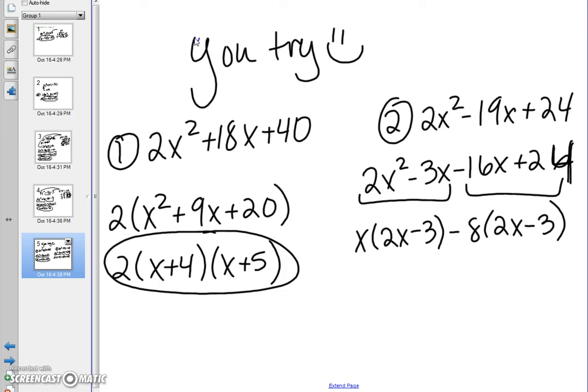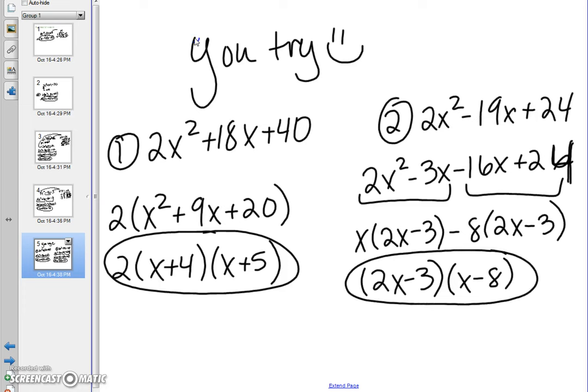$24, not 26. And there we have it. Now we should know how to factor a trinomial given that A is not 1.